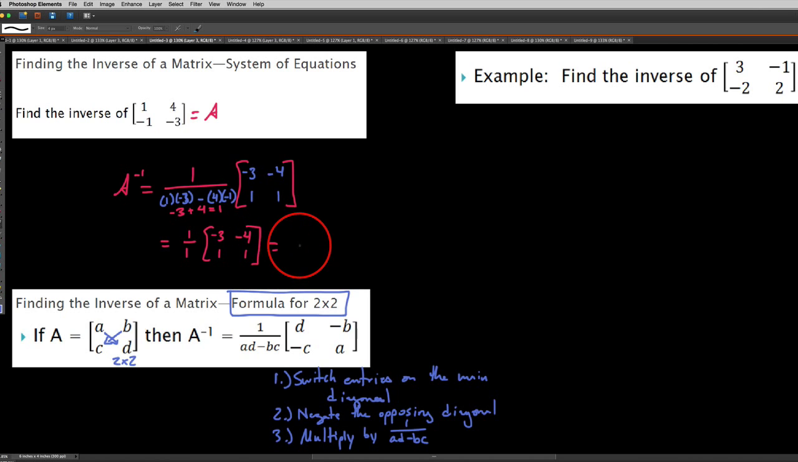So this, we're going to give it a name. We're going to say this is A inverse. And I'm going to put a box around this because the first thing I want to check is, excuse me, if I multiply A by A inverse, do I get the identity matrix? So let's do this. We say 1, 4, negative 1, negative 3.